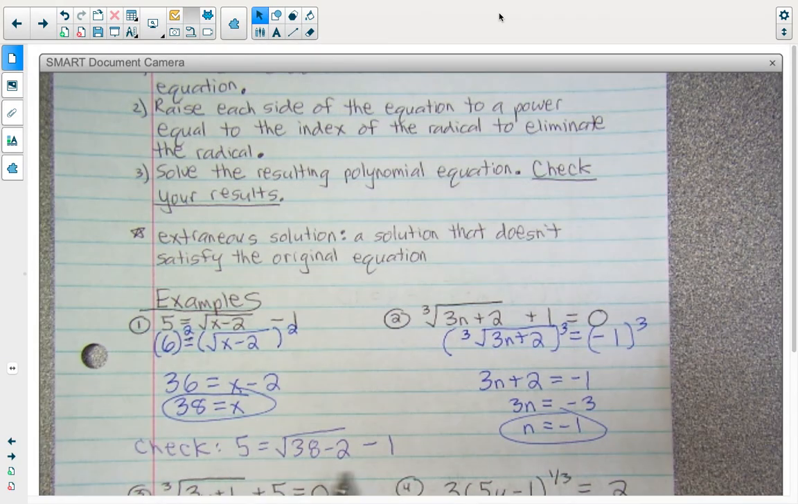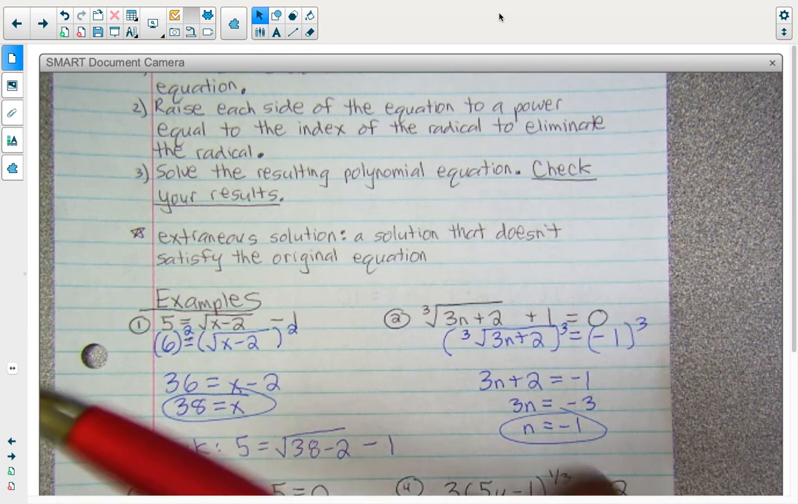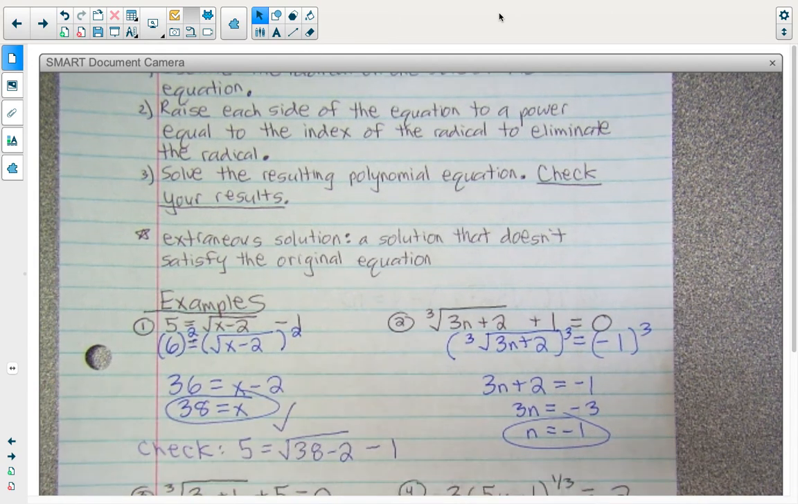You absolutely can type this in Desmos, but right now I just wanted to show you I'm taking 38, substituting it back into my problem and seeing if it works out. So I'm just going to do a little bit of mental math. 38 minus 2 is 36. The square root of 36 is 6, and 6 minus 1 is 5. So since 5 does equal this side of my equation, that means that my answer checks out.